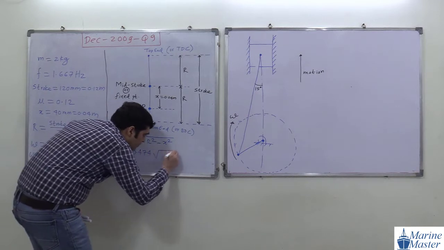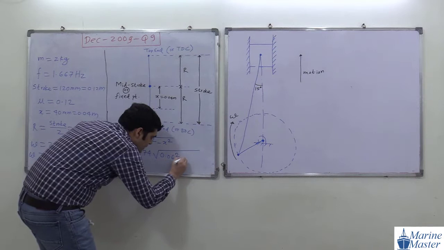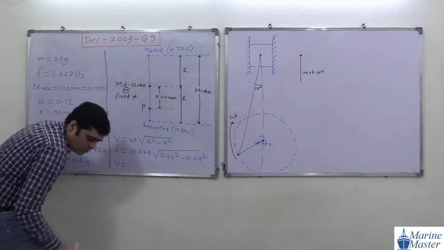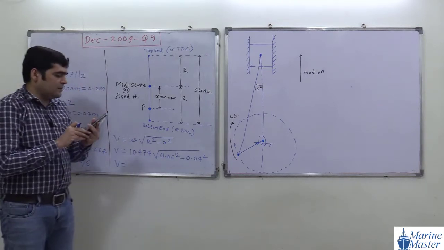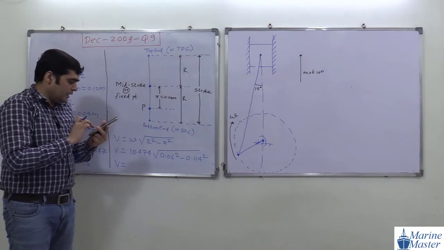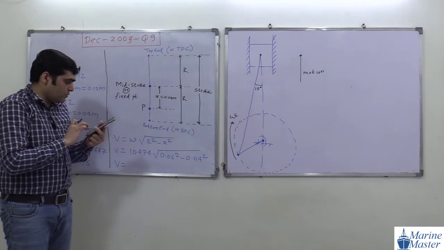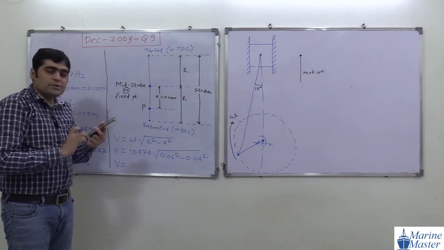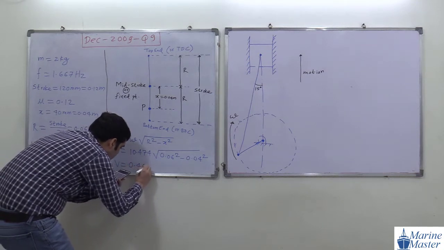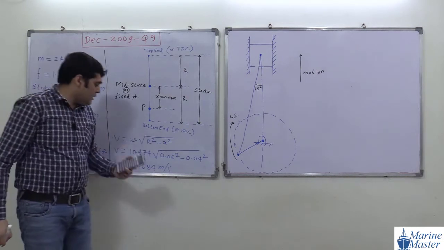10.474 under root of r, which is 0.06 square, minus x, which is 0.04 square. So everyone, please do the calculation for the velocity, and in this way we will get the value of velocity. So 10.474 into root of 0.06 square minus 0.04 square. How much value are we getting? 0.4684 meter per second. So in this way we got the velocity.